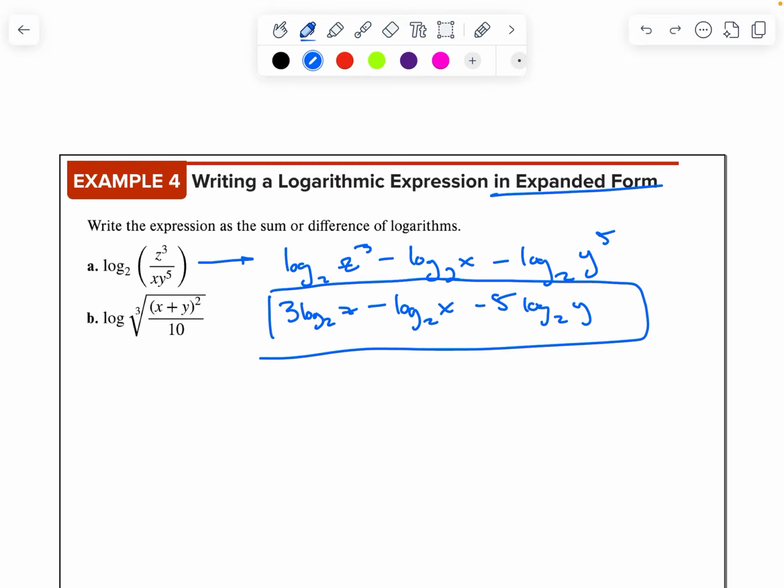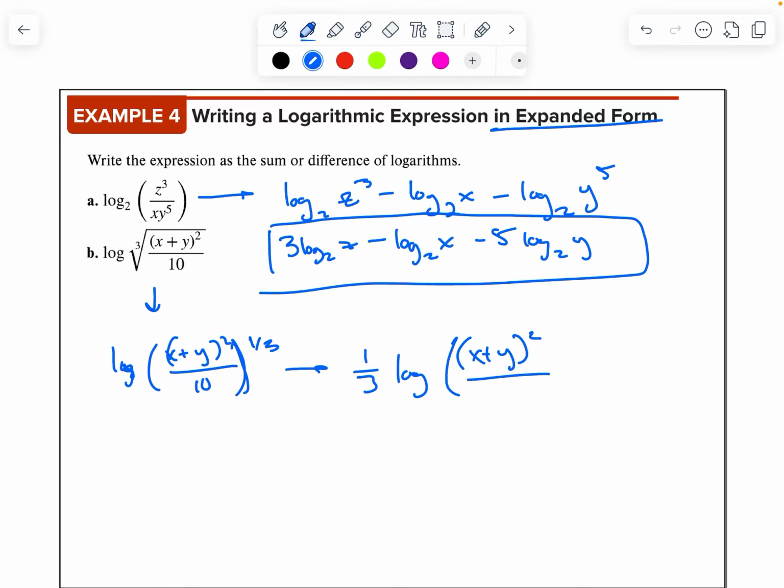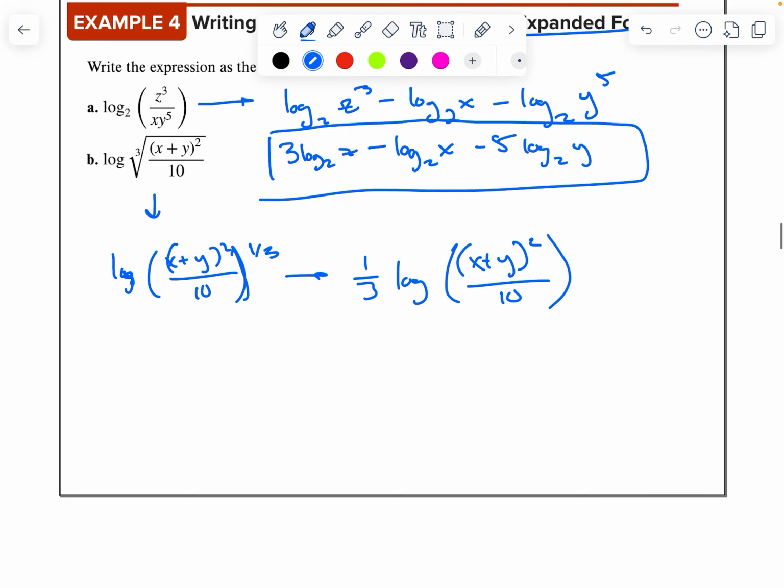All right, this one I think it's helpful to first write it as log of this entire expression to the 1/3 because of this third root. That's the same thing as a 1/3 power. All right, and then what I can do is write my 1/3, take that power out, log of x plus y squared over 10. Now I can use my division property, right? I have some division going on.